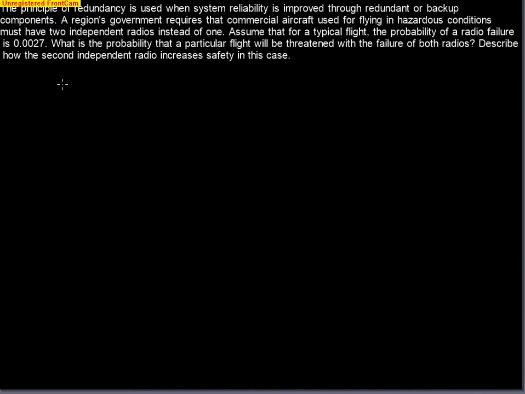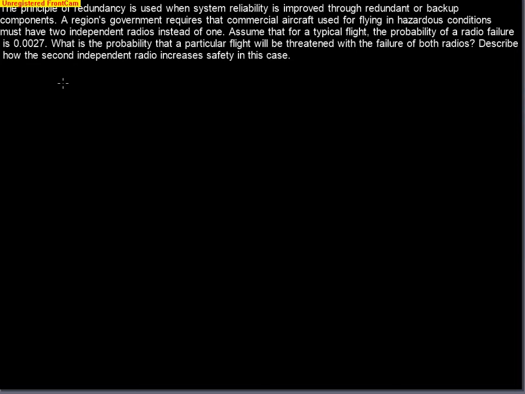This is another question from homework number 10. It's a long one. The principle of redundancy is used when the system of reliability is improved through redundant or backup components. A region's government requires that commercial aircraft used for flying in hazardous conditions must have two independent radios instead of one. Assume that for a typical flight, the probability of a radio failure is 0.0027. What is the probability that a particular flight will be threatened with the failure of both radios?